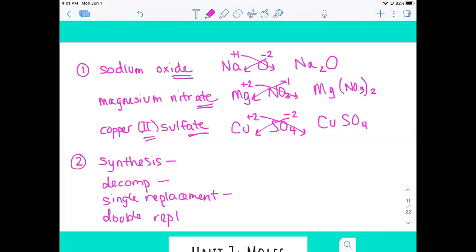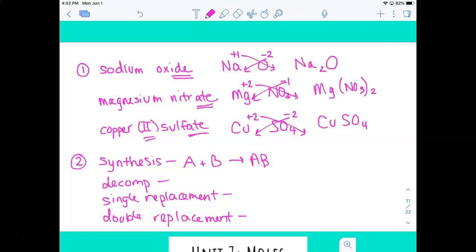So synthesis means that you're taking multiple things and combining them together to make one thing. So you have two or three separate things on the left side of the arrow, but on the right side of the arrow you only have one thing. So anytime you see just one thing on the right side of the arrow, you know it's synthesis. It can't be anything else.